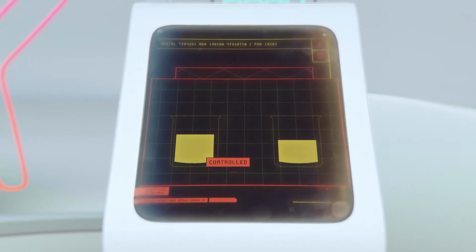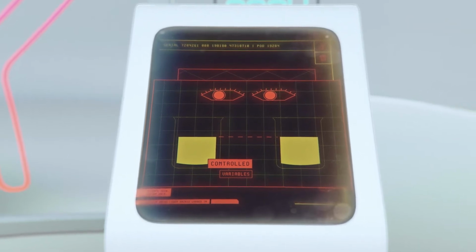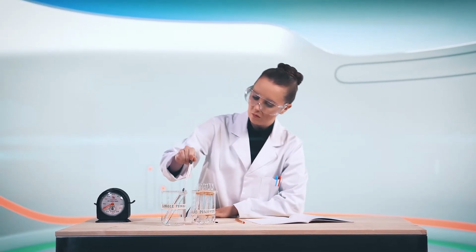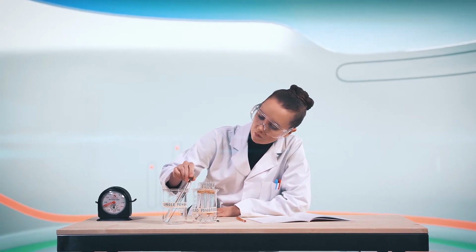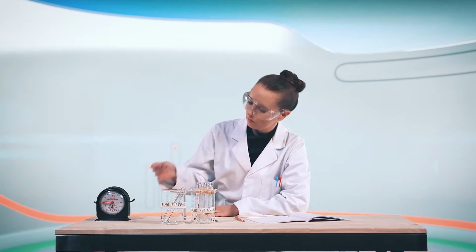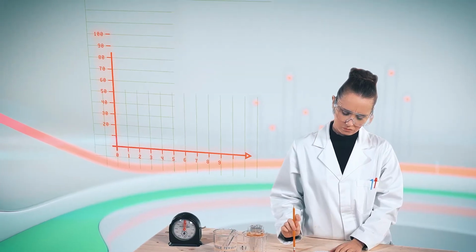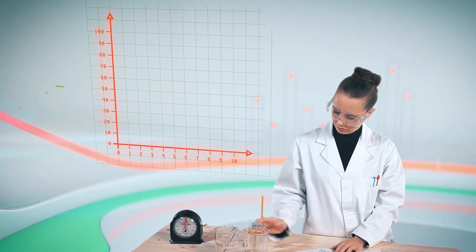And your controlled variables are ensuring an identical volume of water in each tube and that the water is at the same temperature in each tube when you begin the experiment. Our scientists will use a measuring cylinder and thermometer to obtain measurements that are as accurate as possible. So what is the relationship between the variables? Let's have another look at our line graph, which we've clearly labelled with the correct units.